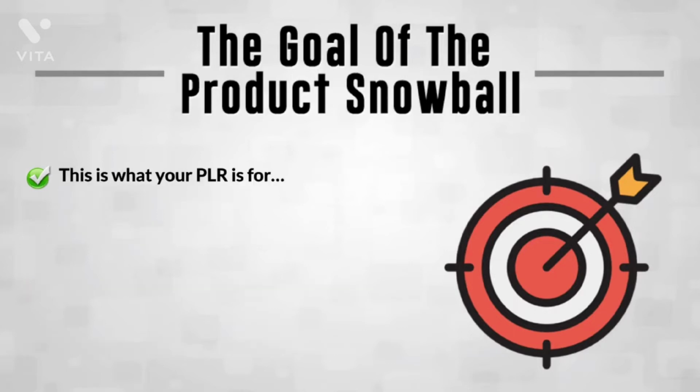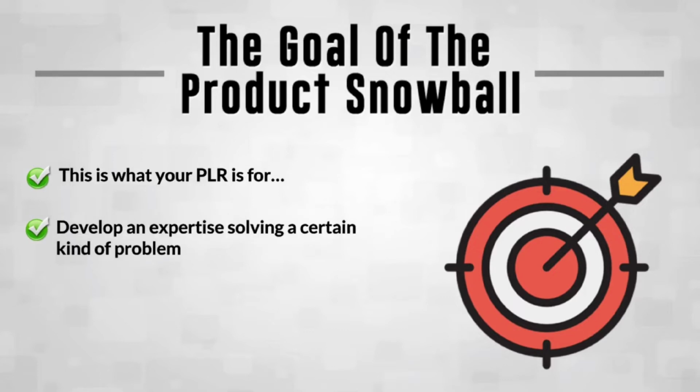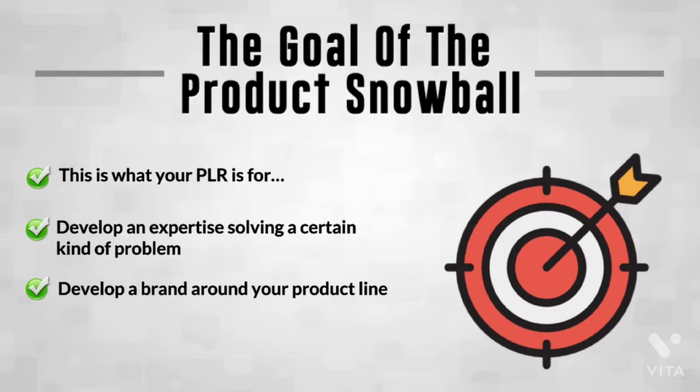Now, here again, this is what your PLR is for. You are developing products on a continual basis, and you are developing an expertise solving a certain kind of problem, right? That's how you're going to get credibility. That is how you're going to get credibility in the marketplace. And once you start to develop, do you know what your product line is? I would ask you what your product line is. I could tell you what it is. Whatever's common about the last 3 to 4 products that you produced. What's in common about the last 3 products you produced, that's your product line.